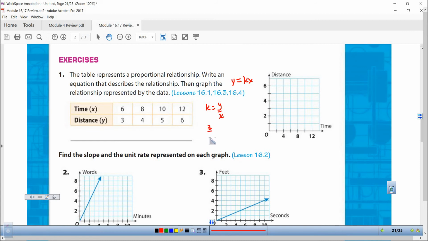So I could do 3 over 6, or I could do 4 over 8, or I can do 5 over 10, or I could do 6 over 12. All of those equal 1/2, okay? So k is equal to 1/2. So my equation would be y equals 1/2 x, all right? And if I graph those points, I know that my slope will be the same.